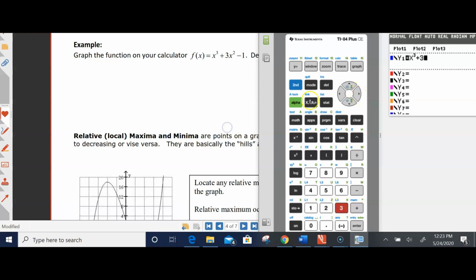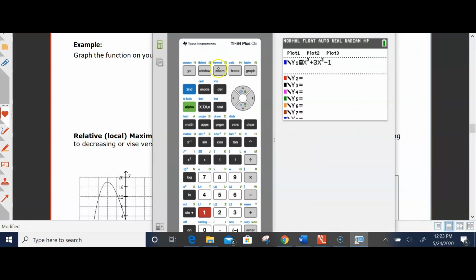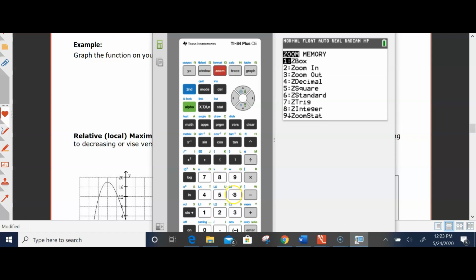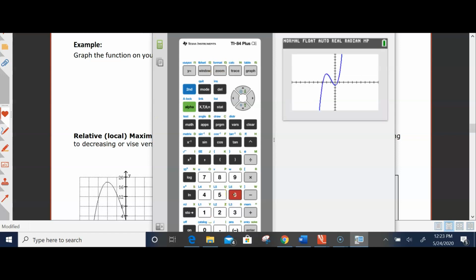Plus 3x squared. I'll bring it down from the exponent. Then minus 1. And when I graph it, I'm always going to go to zoom 6 to make sure I have a standard viewing window. And I can see if I trace this graph, it's increasing, then it's decreasing, then it's increasing.